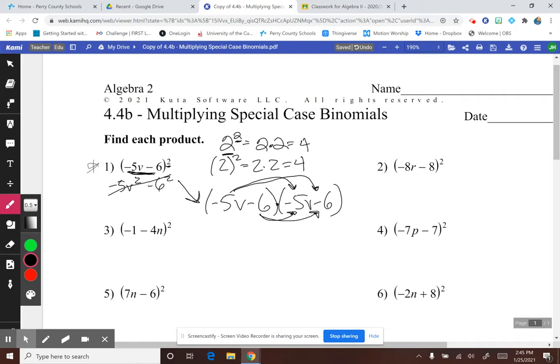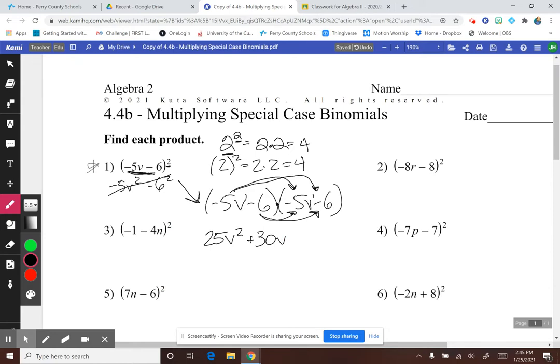But I want you to notice what happens in this particular instance. We have negative 5v times negative 5v. A negative times a negative is positive, so it gives me 25v, and remember, this is v to the first times v to the first, so that's going to give me v squared. Now notice what happens here. I've got negative 5v times negative 6. A negative times a negative is going to be positive. 5 times 6 is 30, and the v is going to come along for the ride.